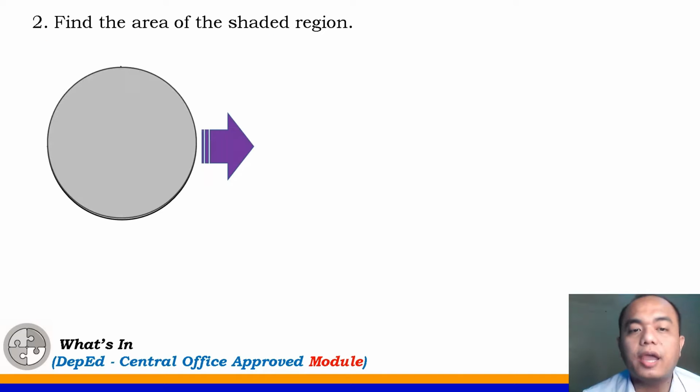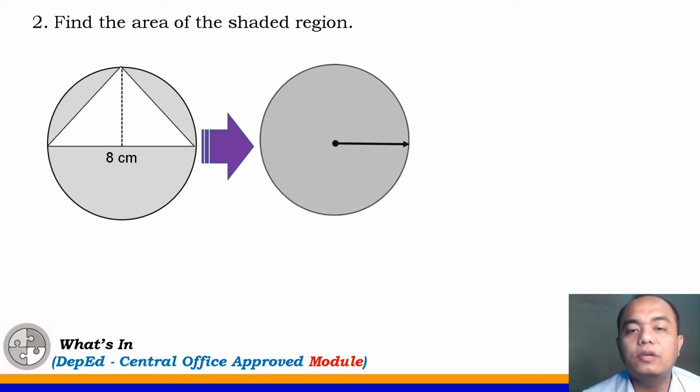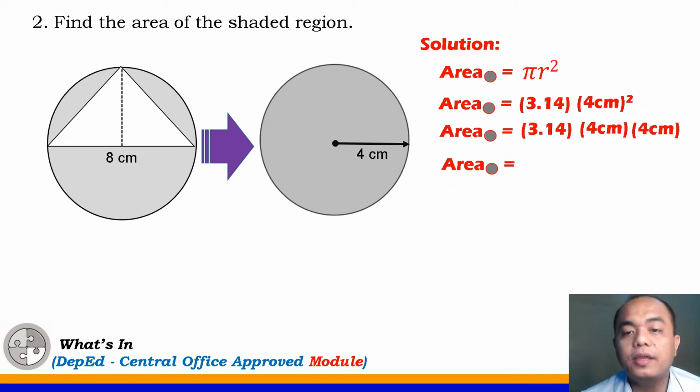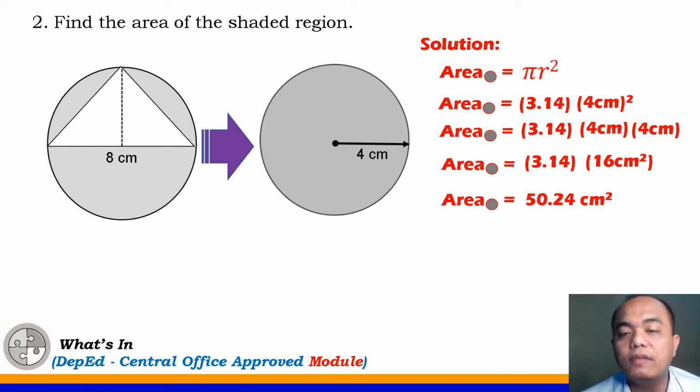Now, let's solve first the area of the circle with the radius of 4 centimeter. So, we will use the formula pi r squared, 3.14 times r, which is 4 centimeter. So, 3.14 times 4 times 4 yan, di ba? So, area of the circle here is 3.14 times 16 square centimeter. And 16 times 3.14 will give you 50.24 square centimeter. So, this is the area of our whole circle, the shaded part.